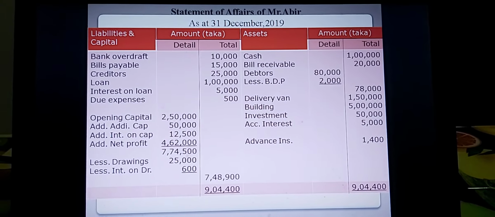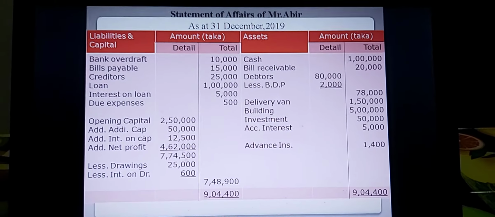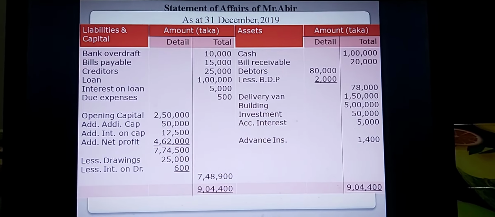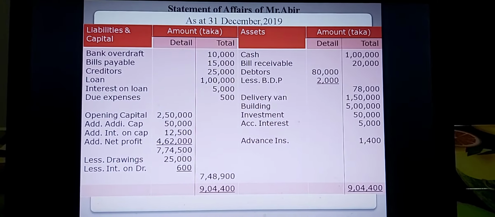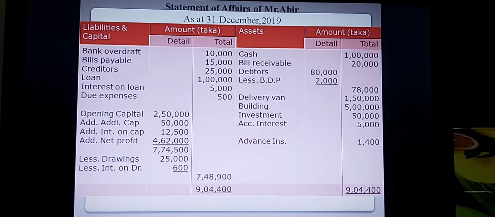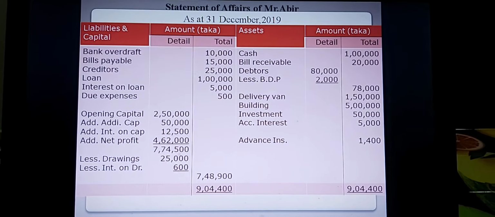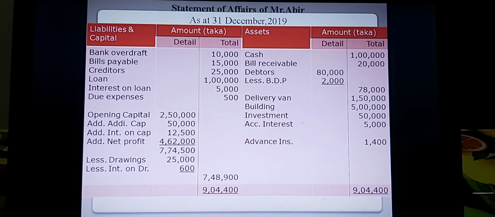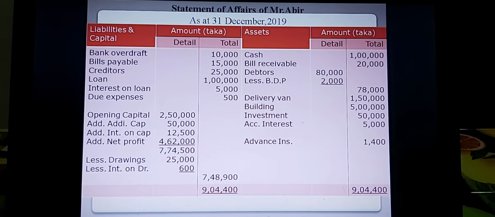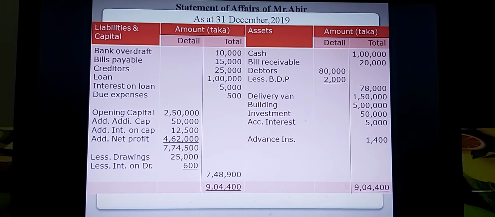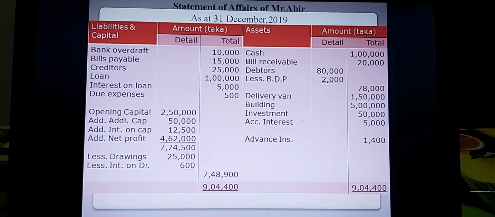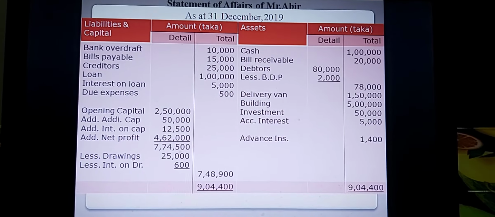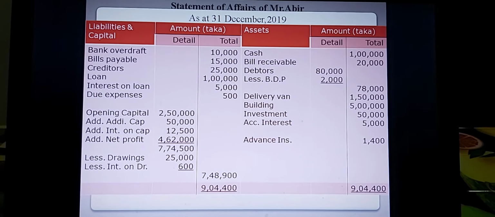Advance insurance. Always, advance insurance expense account is indicated as an asset. So at this moment, the total of assets amount is taka 9,04,400, that is 904400. Now we can go to the left side, that is the liabilities and capital side, to be proved or to be equalized.